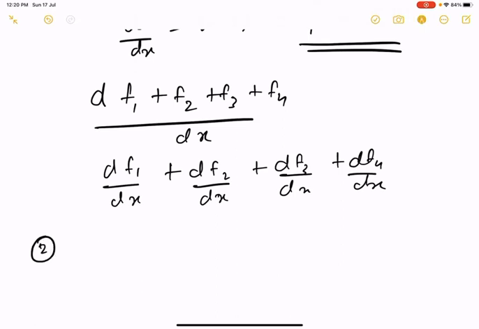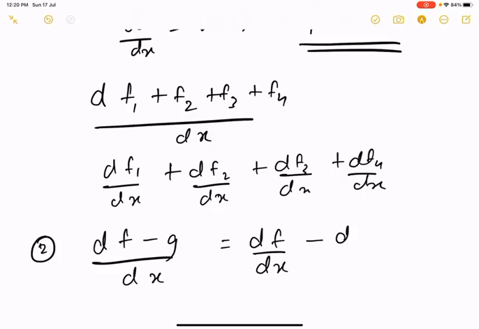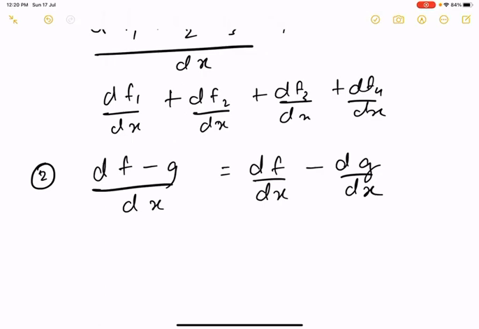Second rule, differentiation of subtraction, that is f minus g. Again, this is same like addition. The understanding is same as addition. You just subtract them. Differentiation of first function minus differentiation of second function.